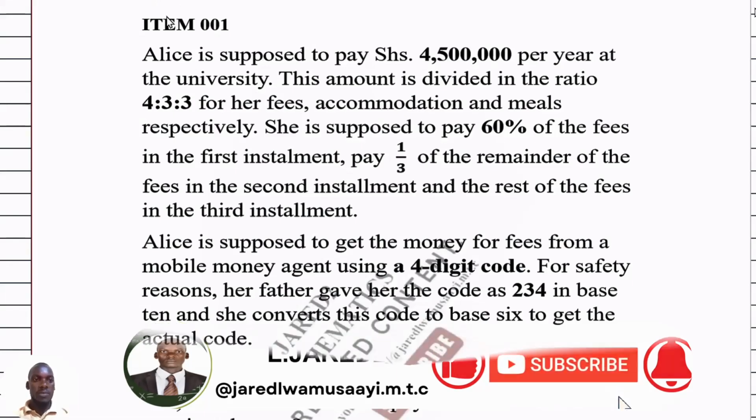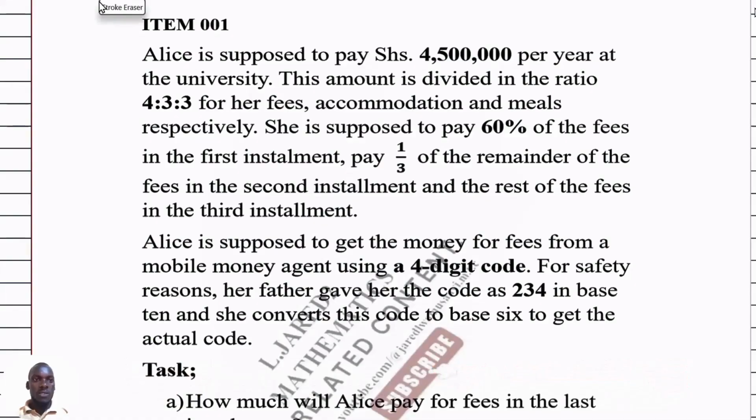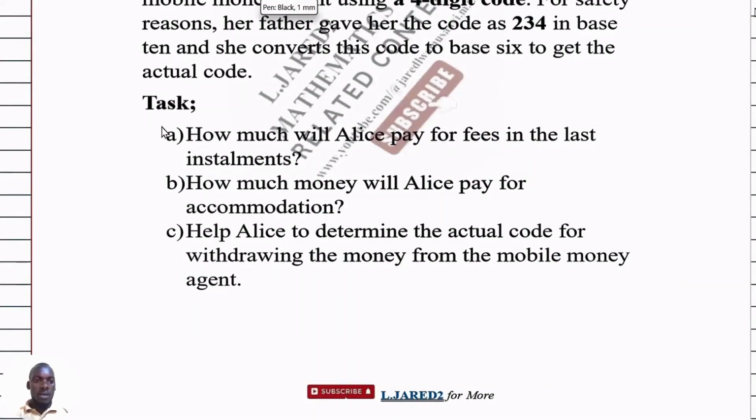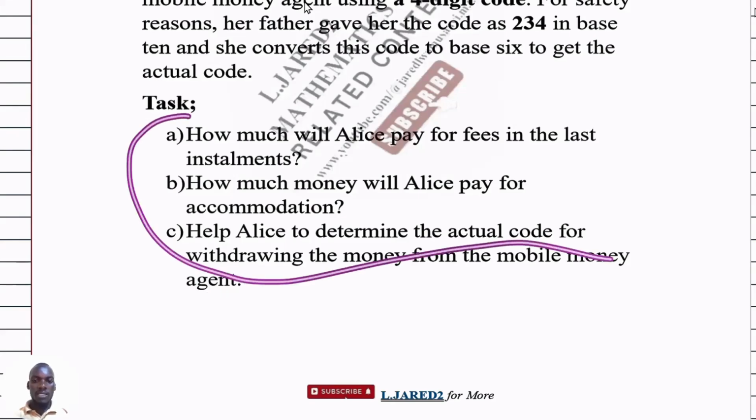So let us straight away begin without wasting our time. It is always better to begin by reading the question, rather the parts that are contained in the tasks. So let us read the tasks. We have part A up to part C. Part A reads, how much will Alice pay for fees in the last installment? Part B, how much money will Alice pay for accommodation? Part C, help Alice to determine the actual code for withdrawing the money from mobile money agent. So simply we have three parts under task.